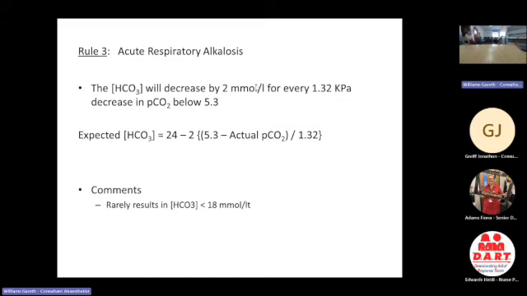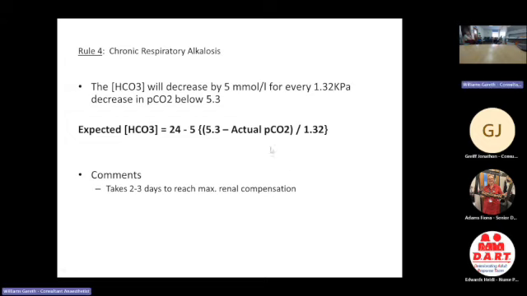So acute respiratory alkalosis, so you'd expect to see a decrease in bicarbonate, and it's 2 millimoles for every 1.32 lower of your CO2. Chronic respiratory alkalosis, so chronic, I can't even think what conditions would cause chronic respiratory alkalosis. Any thoughts? I'll think of many. Chronic hyperventilation. Anxiety, yeah. So it's a 5-fold change.